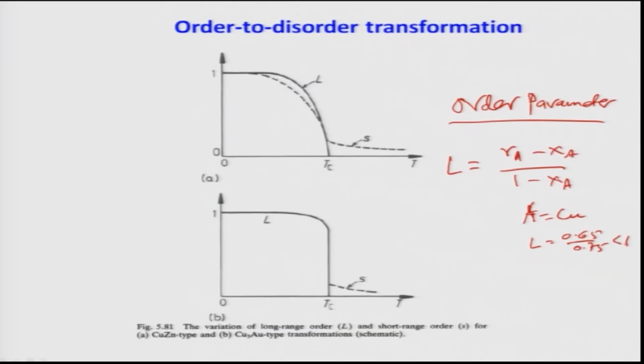Similarly, in the case of the B2 structure also we can define it the same way. The definition is exactly the same. It can also be written as R_B minus X_B divided by 1 minus X_B, that is also possible.